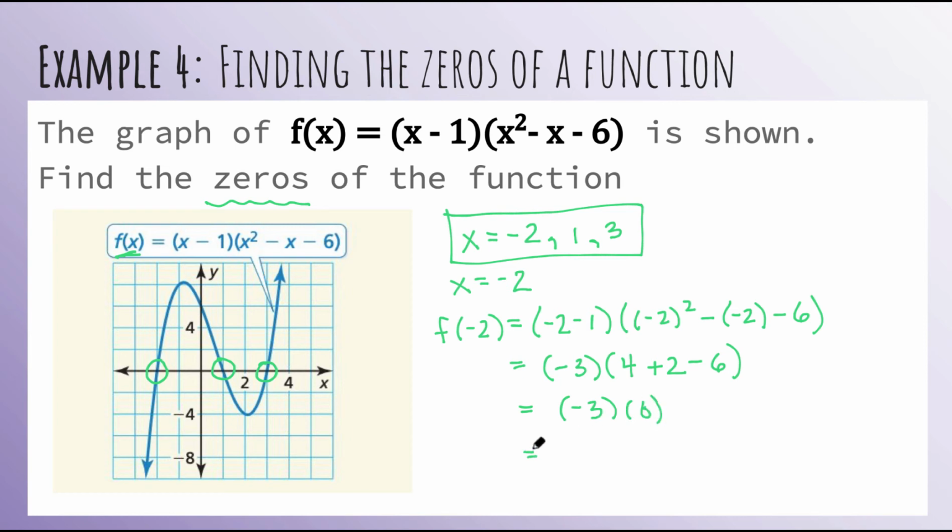So we can see f of negative 2 becomes 0. So sure enough, that's a 0 for the function. We've confirmed that. So we should also do that for x equals 1 and x equals 3. So go ahead and pause the video and work those out in your notes and make sure that you get f of 1 equals 0 and f of 3 also equals 0.